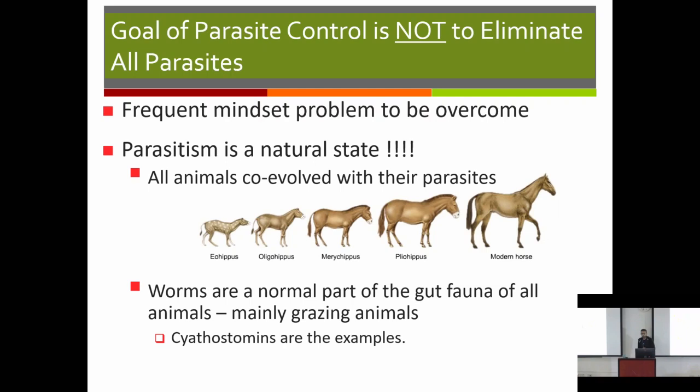So what is your goal: to control or to eliminate these parasites? Could you eliminate these parasites? No, you can't, because these parasites co-evolved with the host millions of years back, and these worms are a normal part of the GI tract of these animals, especially grazing animals. Ostertagia, which we talked about, is one example. Trichostrongylus is another example.